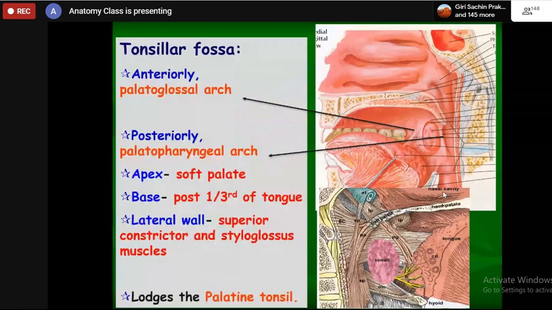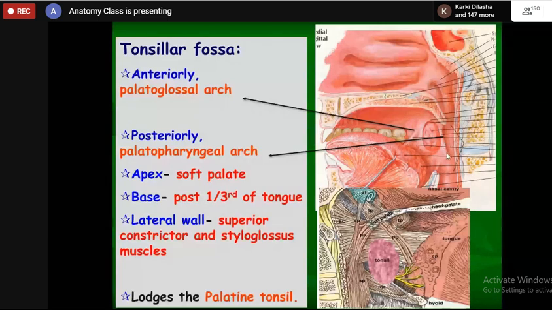Now just see, this one is the enlarged part of the tonsillar fossa. Anteriorly, can you see, this is the triangular fossa which is present on the lateral wall of the oropharynx, and over there we have the palatine tonsil. Now the anterior boundary of the tonsillar fossa. Can you see the arch? This arch is extending from the soft palate to the tongue, so this one is known as the palatoglossal arch. Now posteriorly, see the posterior one. This is going towards the pharynx, extending from the palate. So this one is known as the palatopharyngeal arch.